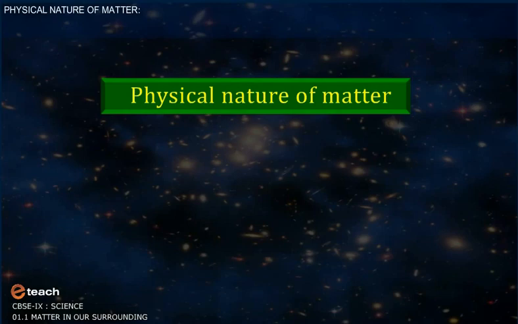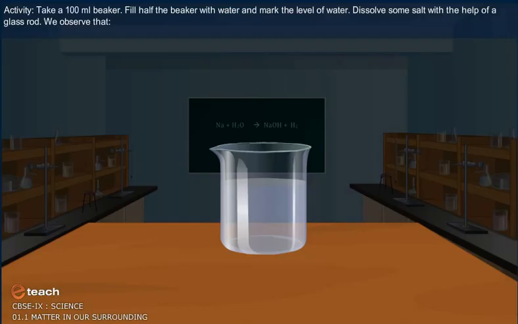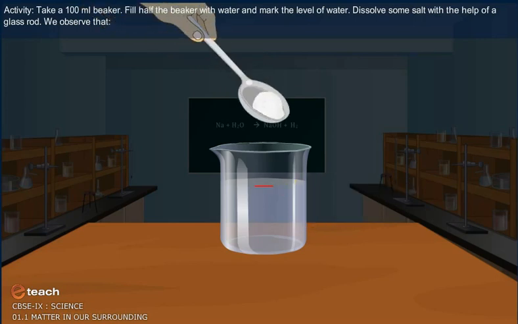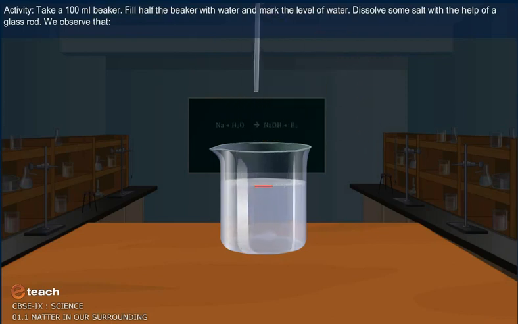Physical nature of matter. Matter is made up of particles. Let us perform an activity to decide about the nature of matter. Is it continuous or particulate? Activity: take a 100 ml beaker. Fill half the beaker with water and mark the level of water. Dissolve some salt with the help of a glass rod.